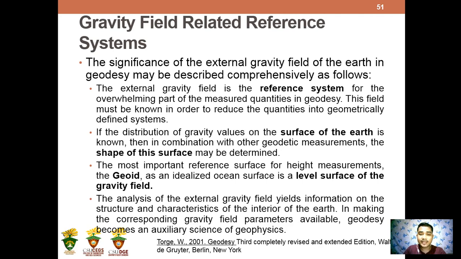The significance of the external gravity field of the Earth in geodesy may be described comprehensively as follows. First, the external gravity field is the reference system for the overwhelming part of the measured quantities in geodesy. The field must be known in order to reduce the quantities in geometrically defined systems, and if the distribution of gravity values on the surface of the Earth is known, then by the combination of the geodetic measurements, the shape of its surface may be determined. And the most important reference surface for height measurements is the geoid.